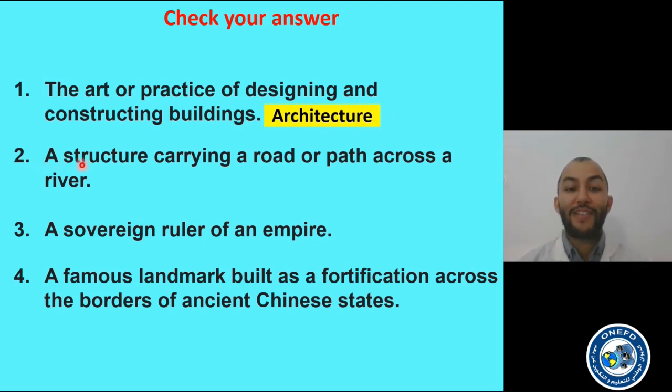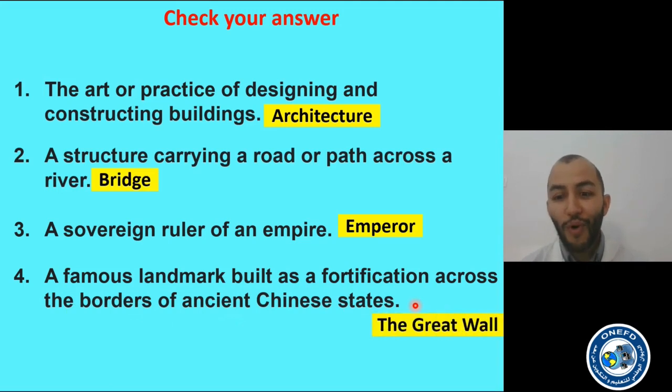Number 2, a structure carrying a road or path across a river. So what is that, if you remember? Yeah, it's a bridge. Nice work. Number 3, a sovereign ruler of an empire is an emperor. All right. Number 4, the last definition, of course. We have a famous landmark built as a fortification across the borders of ancient Chinese states. And it is, of course, the Great Wall. All right, nice. Well done.